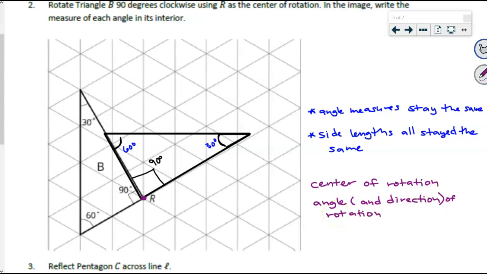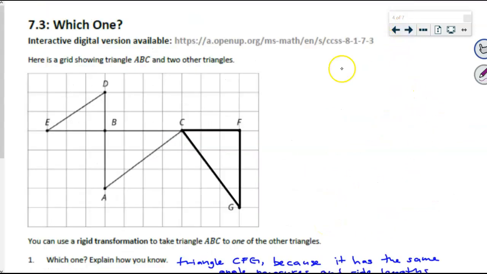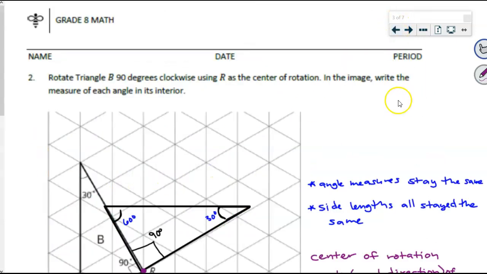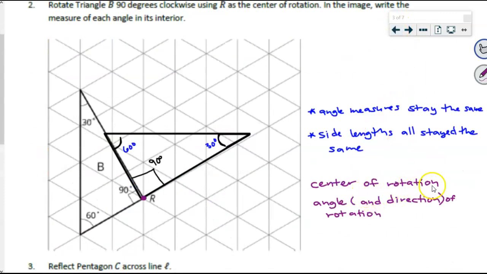A 90-degree clockwise rotation is going to be different than a 90-degree counterclockwise. So angle, 90 degrees, but also the direction, clockwise or counterclockwise. That's how we define that rotation. So again, keep that in mind. As we come back here to this problem and we have to describe how much we rotated it, those are the pieces of information that we need. The center of rotation and the angle and direction.